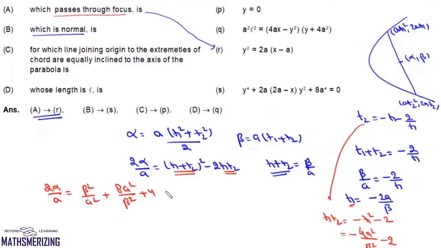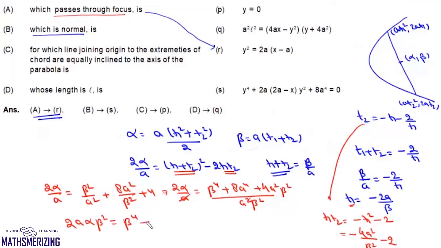Now we'll take a square beta square as LCM. So we'll get 2 alpha upon a, and will be beta to the power 4 plus 8a to the power 4 plus 4 a square beta square upon a square beta square. Now a and a square, so we'll cancel. So we can write this equation as 2a alpha beta square equals beta to the power 4 plus 4 a square beta square plus 8 a to the power 4.